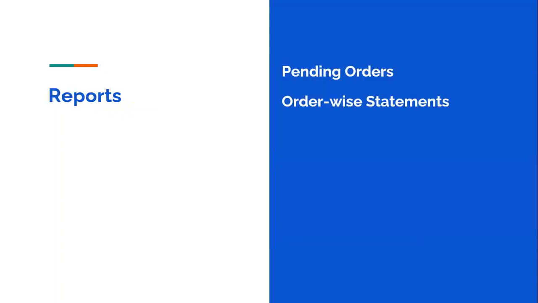Now these are the two major reports that we provide in Busy software: one is the pending order report and the other is the order-wise statement report. So now let's have a practical session and get a practical look in Busy software at how order management is configured and how we can see the reports. I'm sharing the Busy software screen with you.